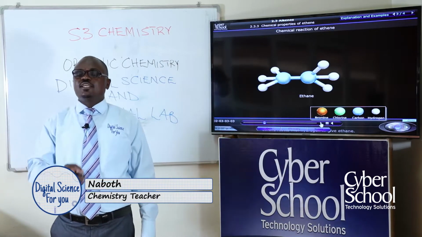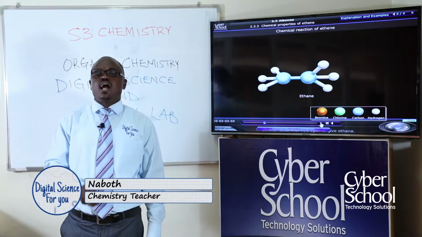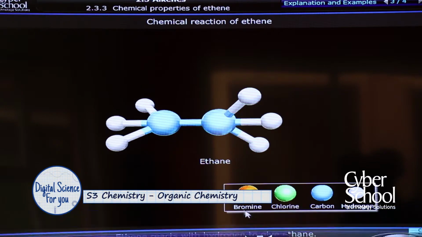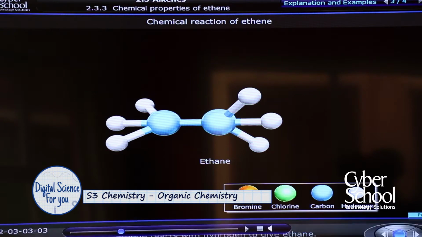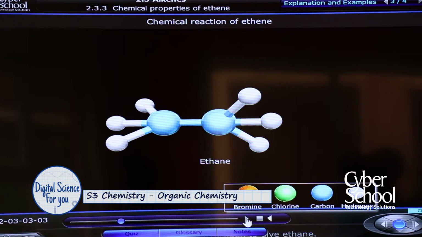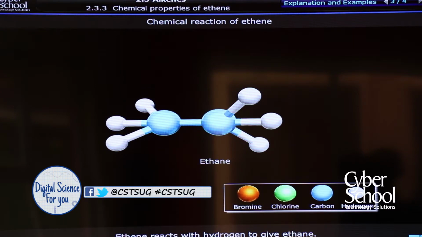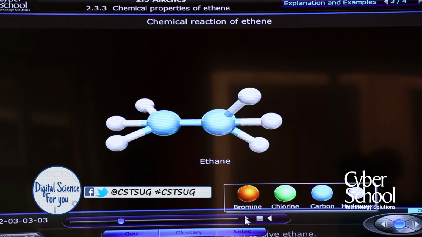Now, this reaction is addition of hydrogen, and we call it hydrogenation. But since the hydrogen molecule is being added to the ethene molecule, we also call it an addition reaction, because the hydrogen molecule is being added to the structure of ethene. Now, let's look at how another reaction takes place by addition.